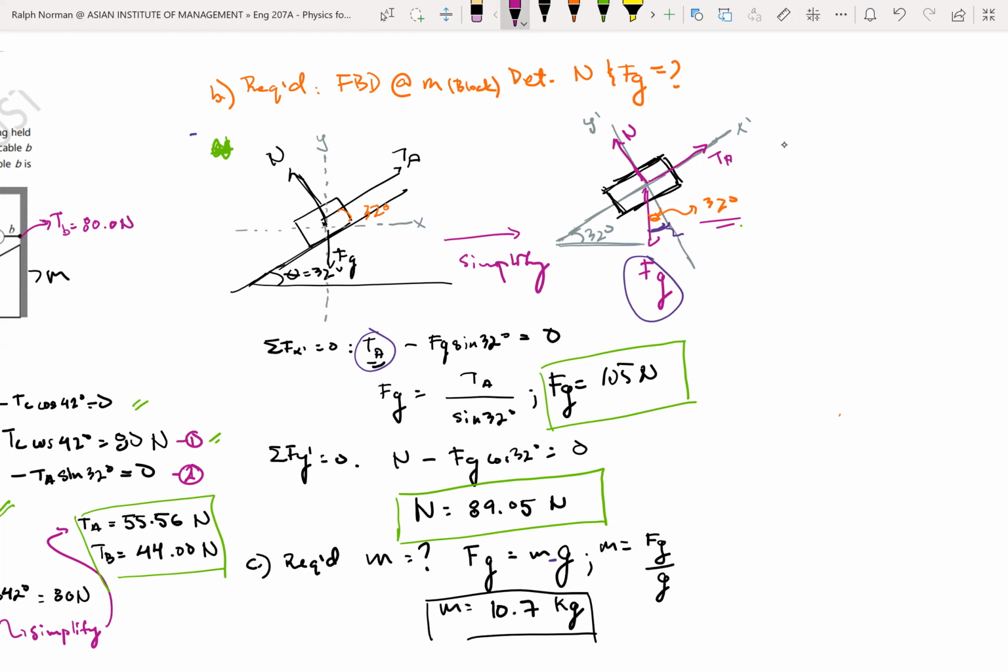The next steps naman yung x and y component summation equals to 0. So when you do that, you already have yung TA mo dun. You have yung TA minus FG sine 32. If you could see, it's a lot simpler lang naman compared to kung ito yung gagamitin mo. Okay? And then you push the equations on the other side and you will get FG of 105 newtons. You substitute that with the y summation of y naman, you will get your perpendicular force at 89.05 newtons.